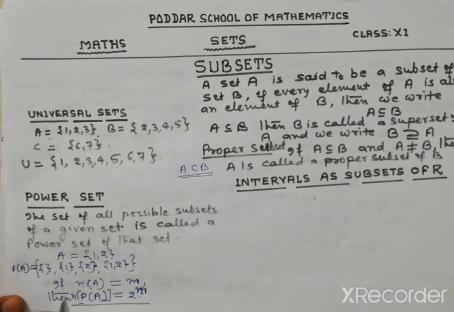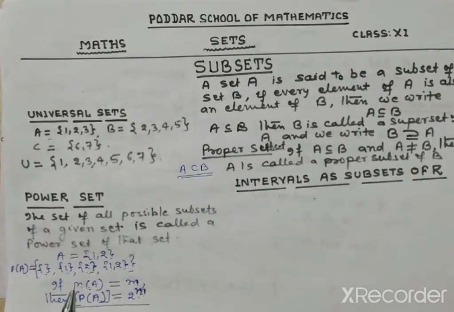The number of elements in the power set of A can be calculated by the formula 2 to the power m, where m is the number of elements of that set. So I think it is clear.